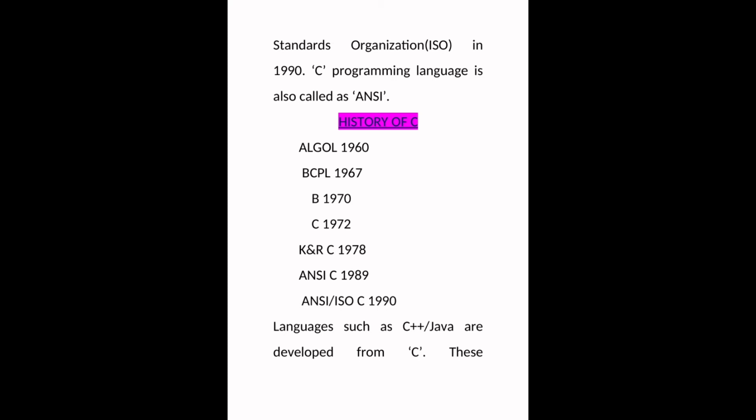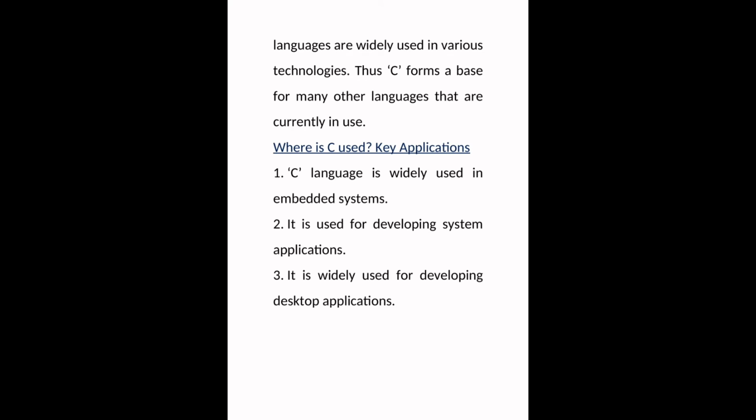Languages such as C++ and Java were developed from the C language. C++ and Java are advanced or later versions compared to C, developed from C concepts. These languages are widely used in various technologies, such as web applications, gaming, animations and so on.